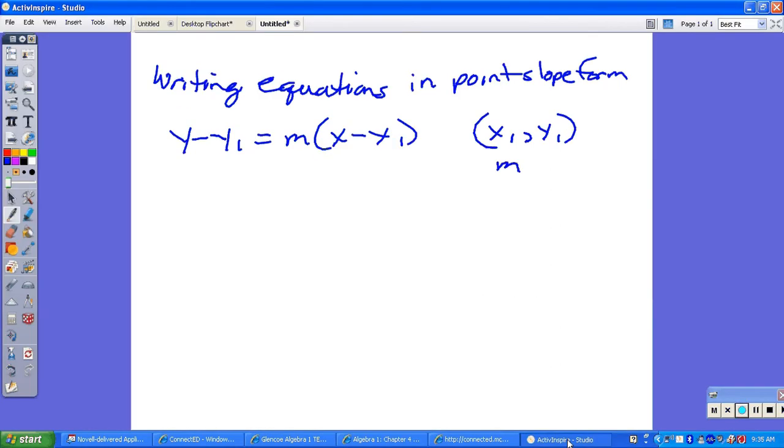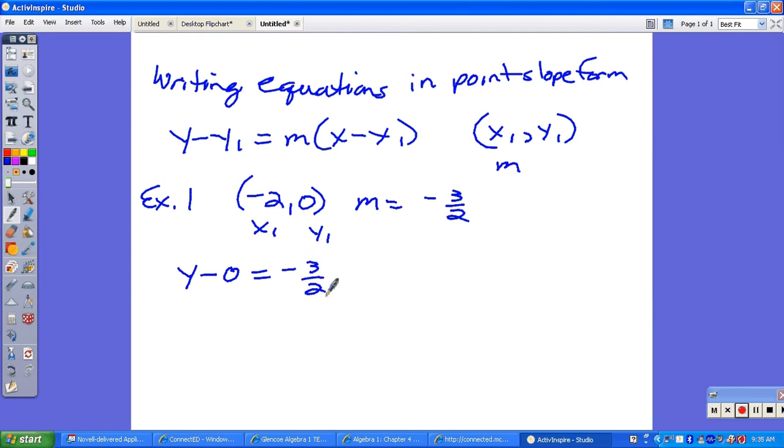Okay, so now I'm going to show you how to do example 1. In example 1, they're giving us the point (-2, 0) and the slope is -3/2. So this is your x sub 1, y sub 1, and here's your m. So I'm going to have y minus 0 equals -3/2 times x minus a -2. Well, that's the same thing as y equals -3/2 times x plus 2. And you have written it, you are done.